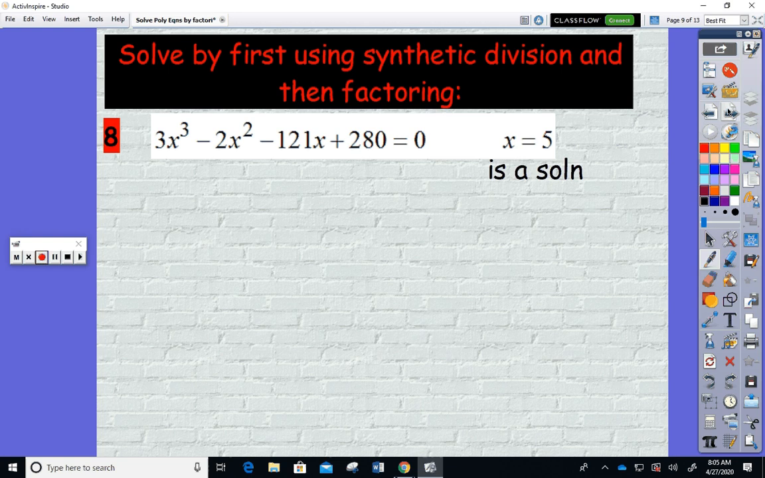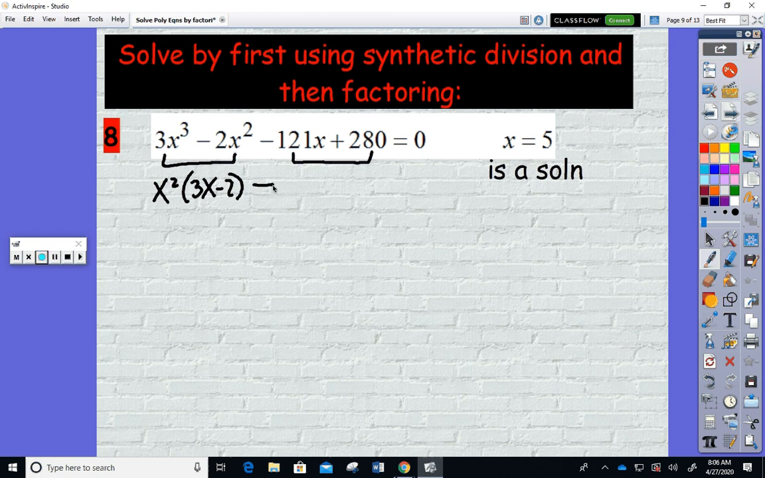All right, so on these last few questions, we are going to use synthetic division to get us rolling. Now, if you look at the equation, you might go, okay, I don't see a GCF. There are 4 terms, so I'm going right into grouping. In the first 2 terms, x squared is my GCF, and I'm going to have 3x minus 2. Then I'm going to bring down a minus sign.